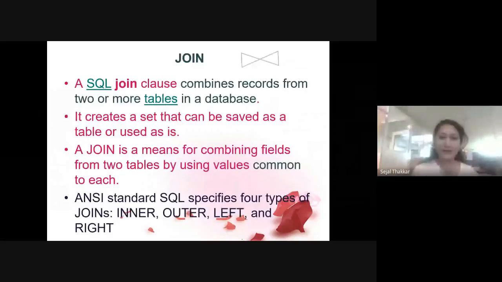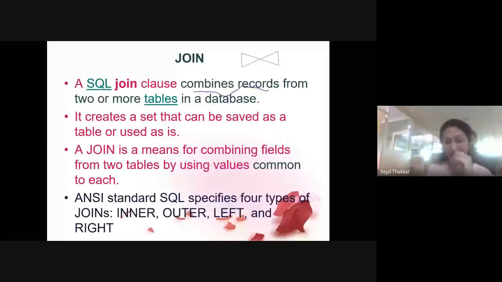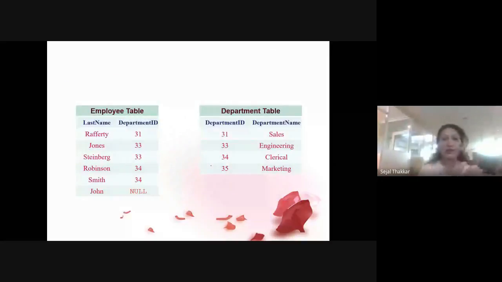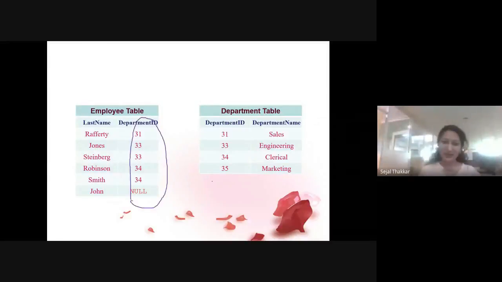Join is used to combine the records of two tables, right? There are various kinds of join: inner join, outer join, equi join, theta join. Let's see one by one. Here we have inner join and outer join. Outer join has various types like left outer, right outer, and full outer. The two tables are given here. Now you have to join these two tables. In inner join, you need a common value which is available in both tables.